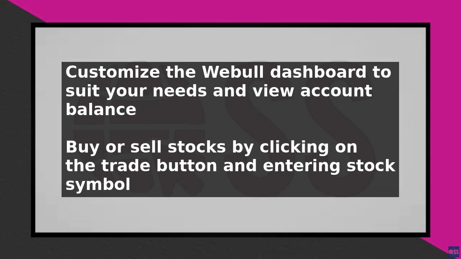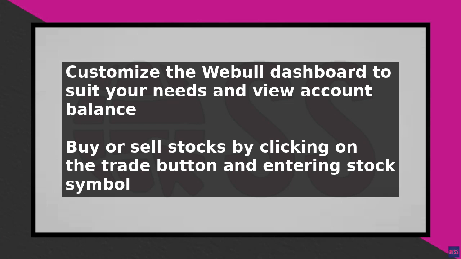A market order is an order to buy or sell a stock at the current market price. A limit order is an order to buy or sell a stock at a specific price. A stop-loss order is an order to sell a stock when it falls below a certain price.